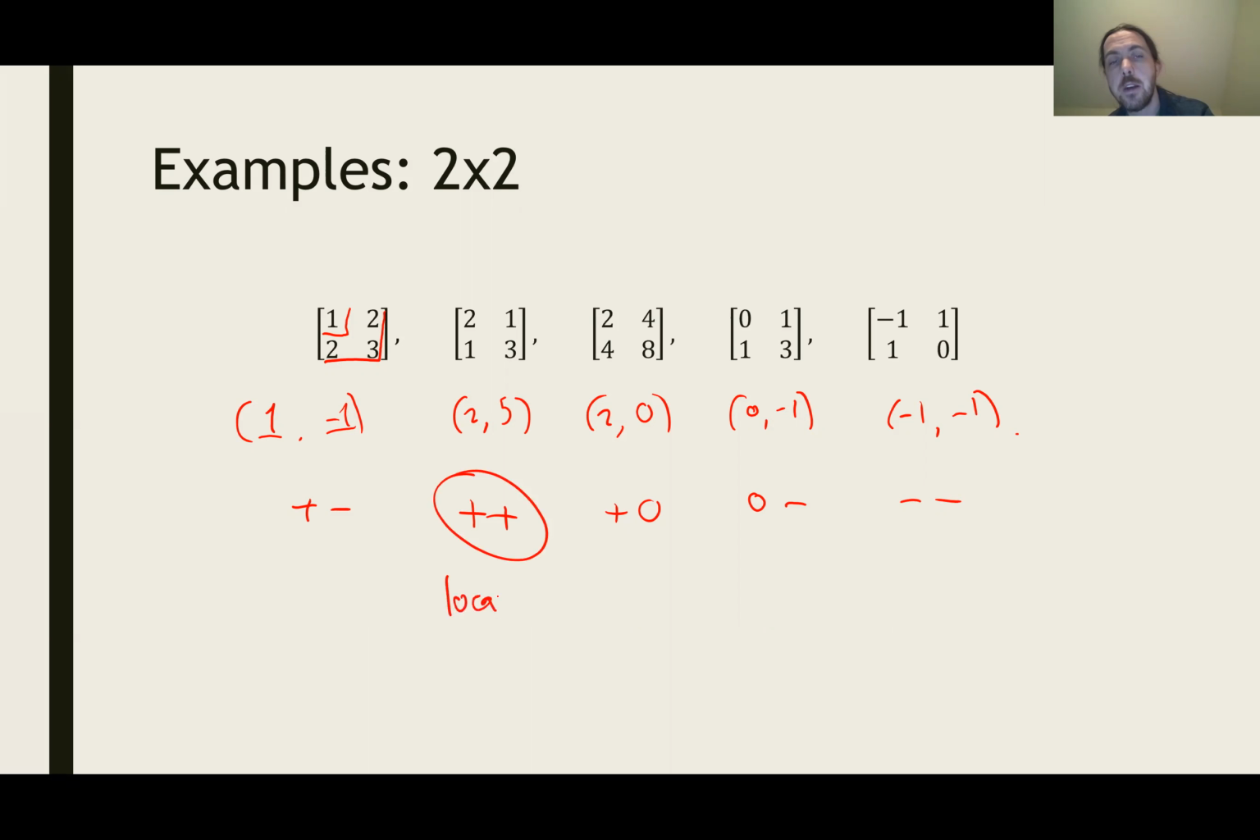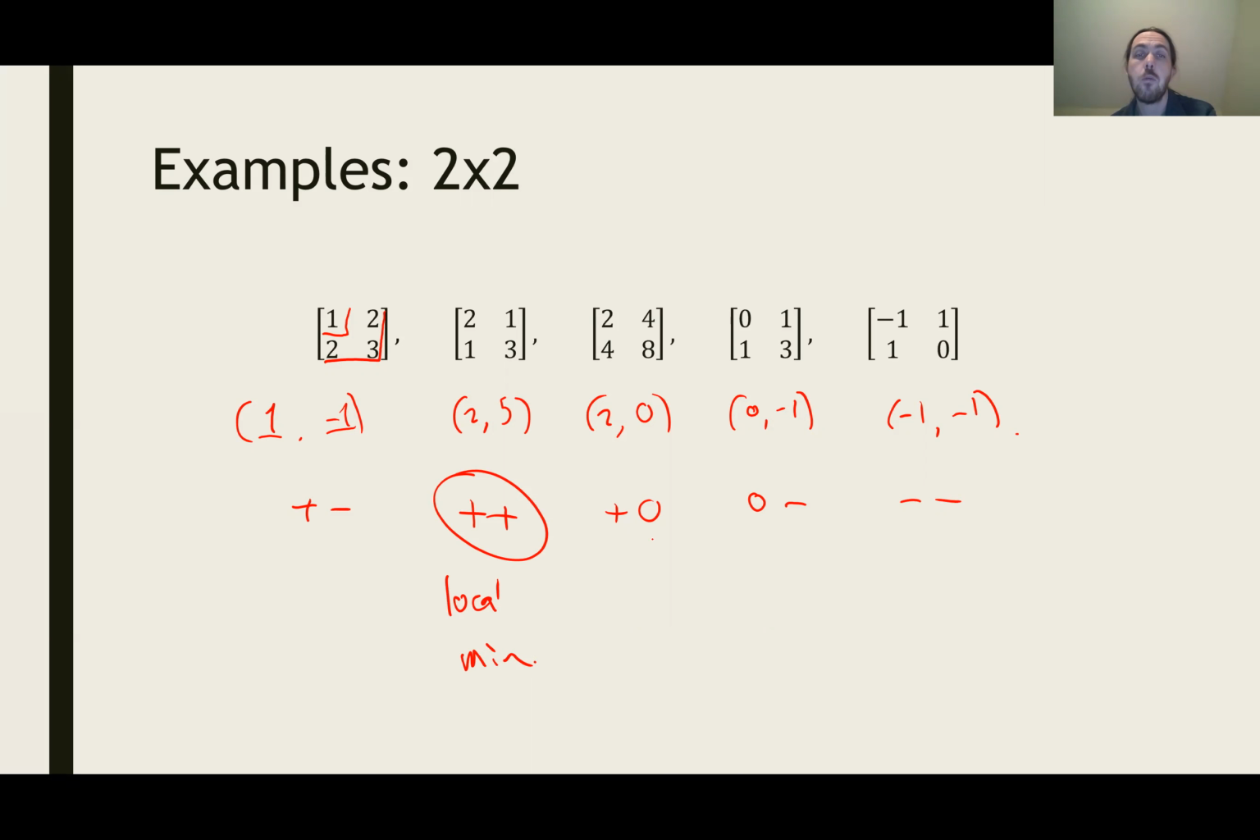This is a local min because we get positive and then positive. That's the only easy case on this list because we don't have any others that go positive, positive, and we don't have any others that start negative and then do positive. They alternate.